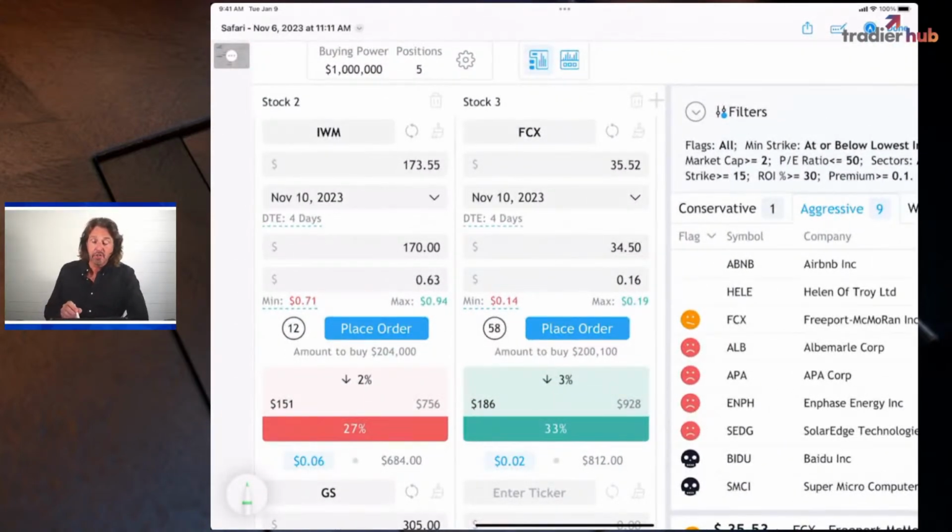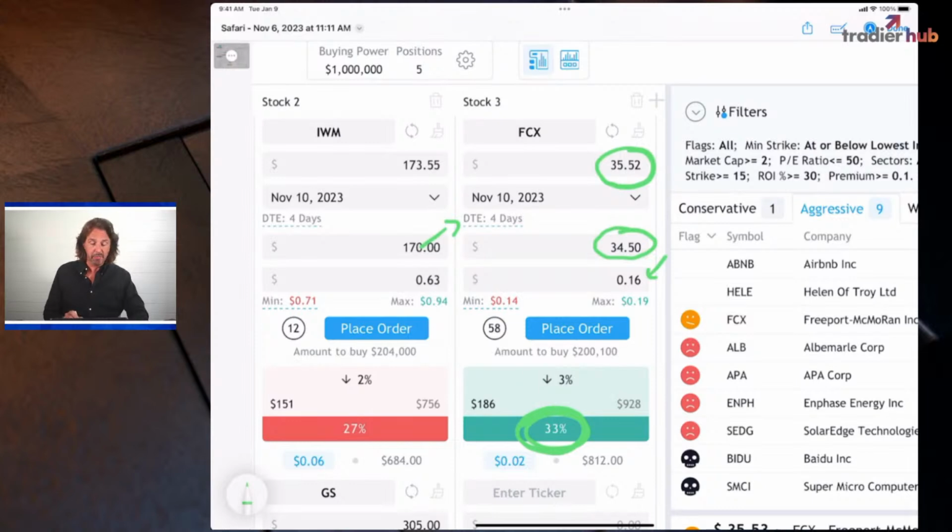So currently trading at 35.52. We have 4 days to expiration. So I'm getting paid for holding this option for the next 4 days. The strike price 34.50. Right now, I could get probably 16 cents, which would give me 3% annualized.